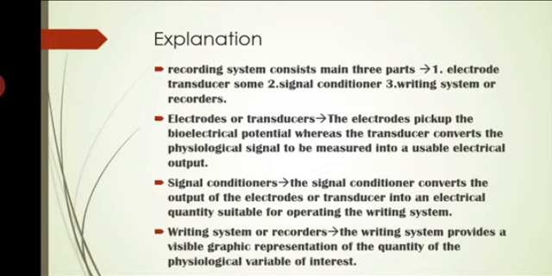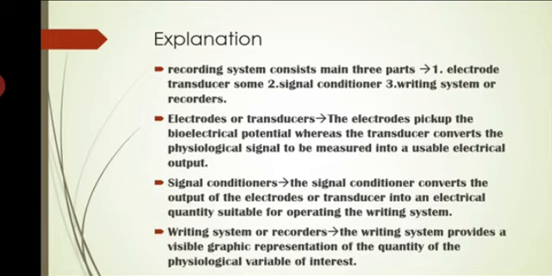In the signal conditioner, it converts the output of electrodes or transducers into the electrical quantity suitable for operating the writing systems. In this signal conditioner, there are a number of amplifiers, then power amplifiers, and a number of circuits, and these circuits process the signals so that they are suitable for operating the output unit.